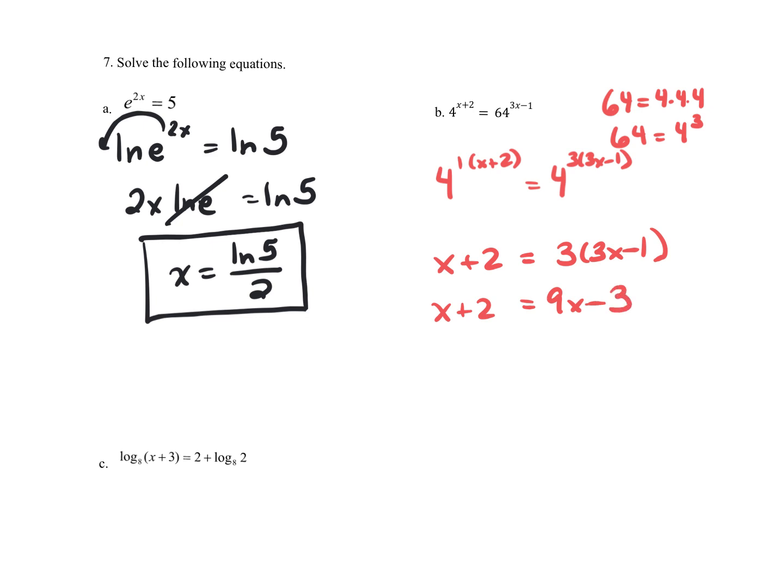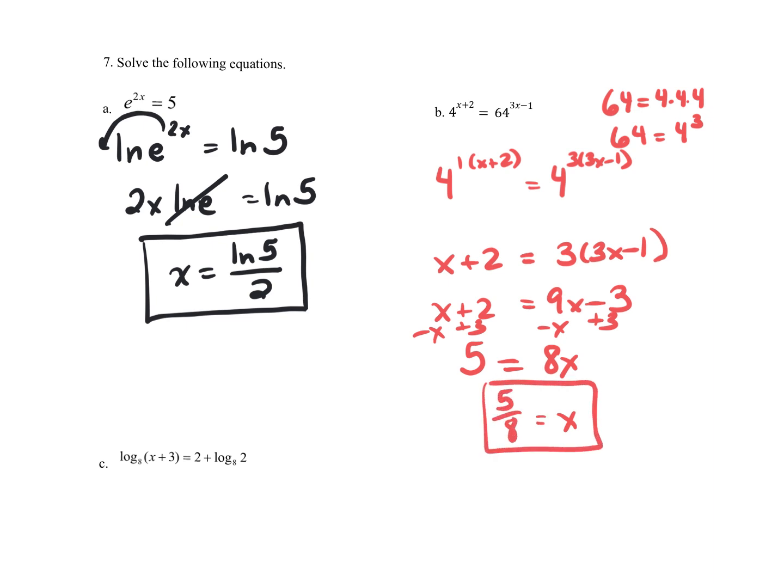So we have x plus 2 equals 9x minus 3. We'll add 3 to both sides, and I'll subtract x. So we get 5 equals 8x. And I'll just simply divide by 8. So x is 5/8. Now this is certainly something you could do with logs, but if you can make the bases the same, that makes life very, very simple for us.